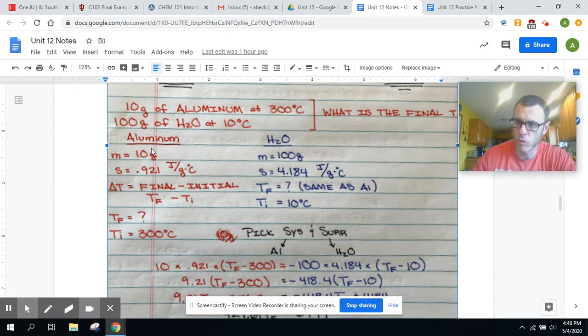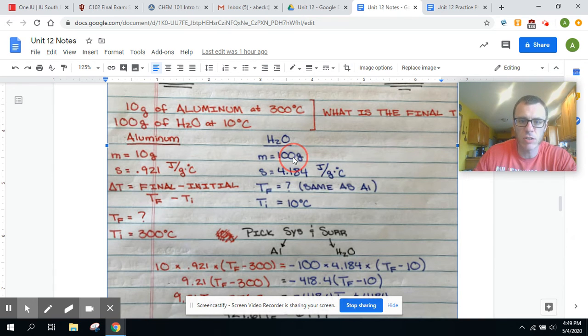So here, aluminum. Notice I put aluminum in red. Our mass is 10 grams. This specific heat, this is something that you look up or you find or I give it to you. There's that. Your final temperature, or delta T, is final minus initial. Your final temperature, we don't know. We're looking for it. Your initial temperature of aluminum is 300 degrees Celsius. So we have all of this information.